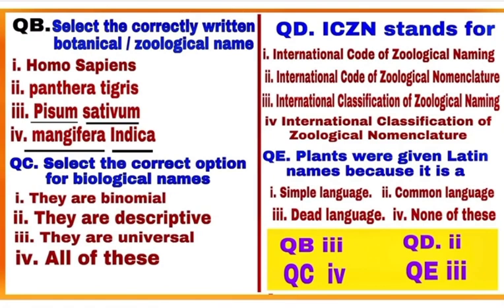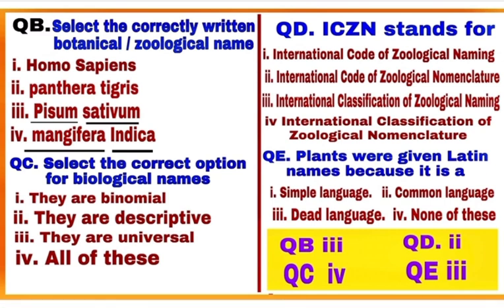Question B. Select the correctly written botanical or zoological name. As there are two words in biological names, first is genus and second is species. Genus starts with capital letter and species starts with small letter. And when the biological name is handwritten, then both these names are underlined separately. These are the rules to be followed to write biological names. So, correctly written biological name among 4 is option 3, Pisum sativum. Mark it as a correct answer.